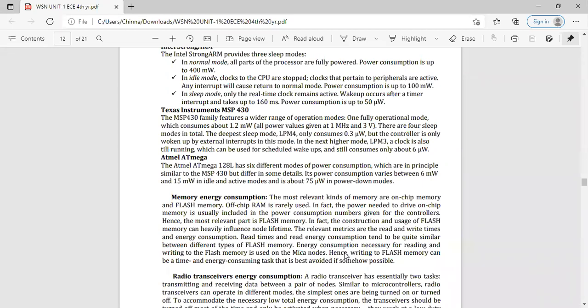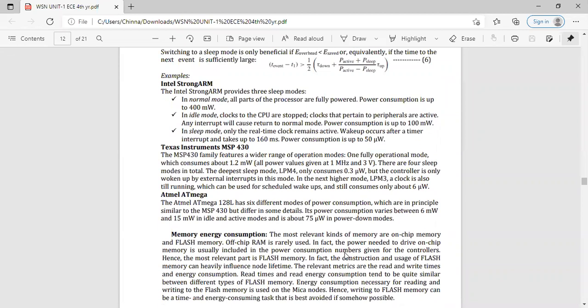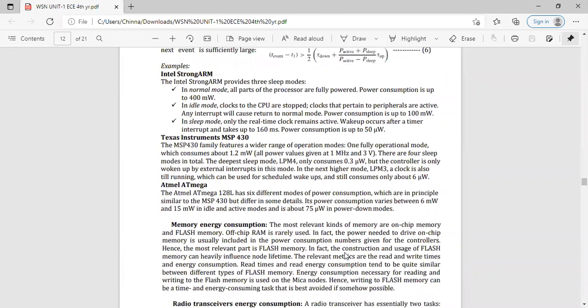Okay, this is the Intel StrongARM processor microcontroller. Sorry, Texas Instruments MSP430. This is one of the microcontrollers. This is the MSP430 family. A wider range of operations takes place here. One fully operational mode consumes 1.2 milliwatts. Okay, and there are 4 sleep modes in total.